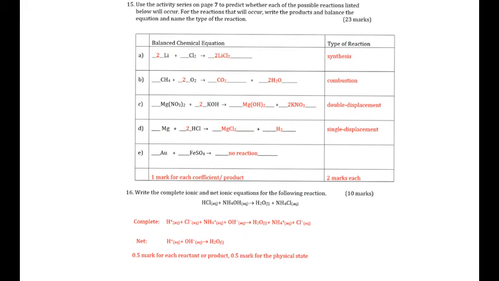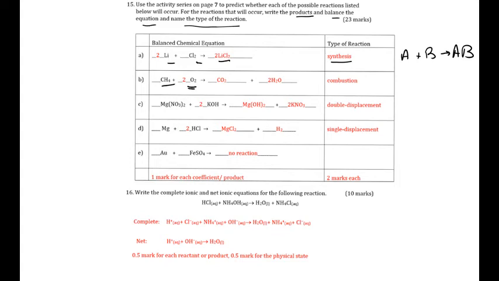Use the activity series on page 7 to predict whether each of the possible reactions listed below will occur. For the reaction that will occur, write products and balance the equation and name the type of reaction. First reaction, lithium plus chlorine gives lithium chloride. This reaction is a synthesis reaction. Remember, A plus B gives AB. This is the general formula for synthesis reaction.